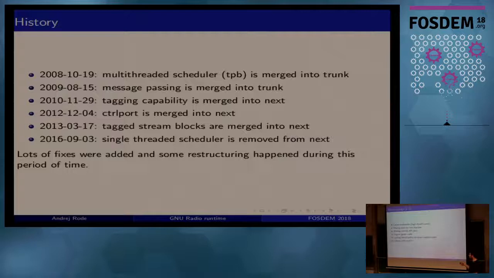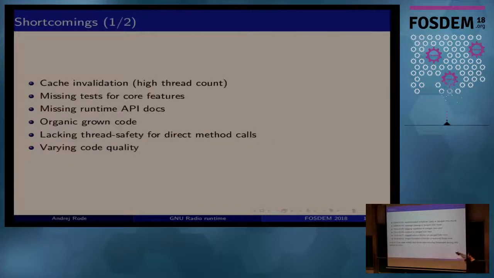This probably resulted in just the organically grown code. So you saw the timeline here. So it's like 8 to 9 years just for these features, but the development started earlier. So like 10 years of code, it's quite natural to have some organic structures and missing docs.